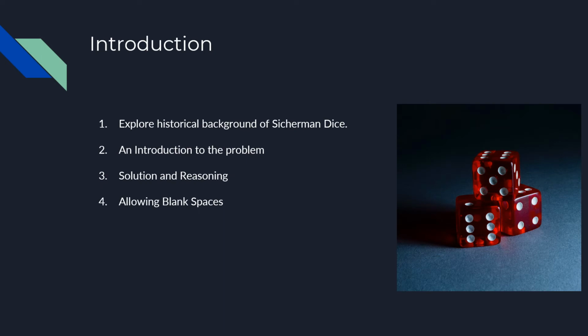So what am I going to be talking about today? Today I'm going to be looking at the historical background of Sicherman dice, and then we're going to be looking at an introduction to the problem, looking at a few visual aspects of it. Then we're going to go into the solution and reasoning. Why does this work? We're going to talk a little bit about the proof of why it works. And then finally, we're going to allow blank faces for the dice and see what happens. So that's our agenda for today. Let's get started.